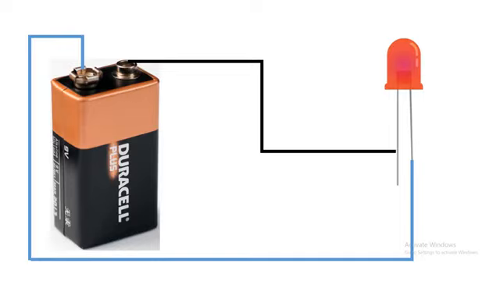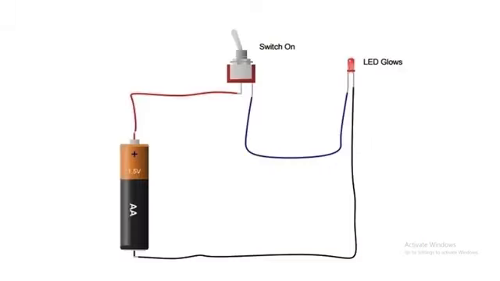For example, you have a battery and one LED. You need to glow this LED with the help of the battery. So simply you need a direct connection between the battery and the LED, so the LED glows. When you need to control this LED, you put a switch between the LED and the battery. Through this switch you are able to control the LED.